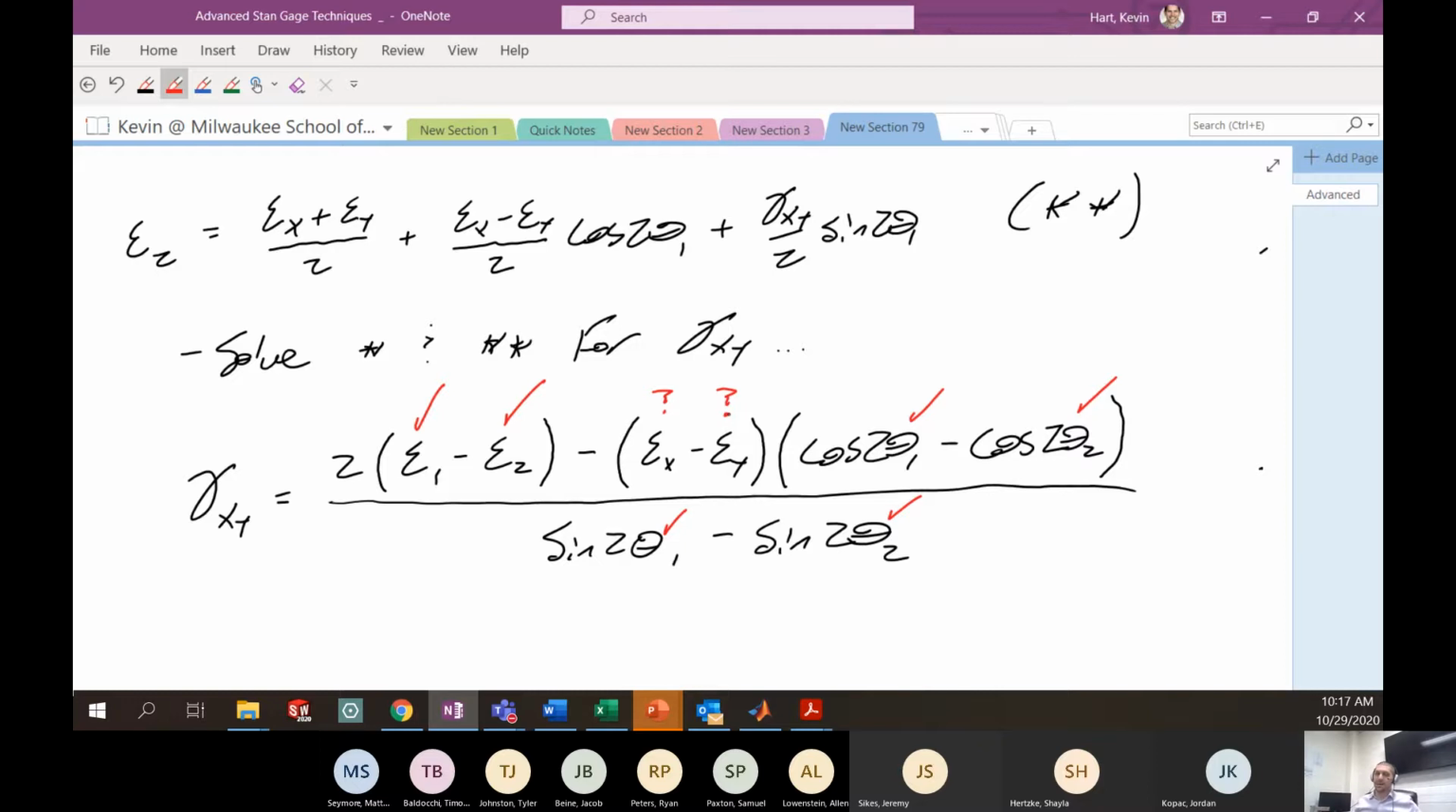And generally, you really can't solve for this shear strain xy if you don't have the axial strain in x and the axial strain in y, unless you could somehow eliminate this term entirely. So is there a way to eliminate this term entirely? Then you would have everything that you know. So can we eliminate this?